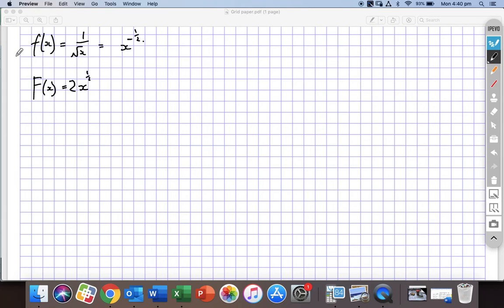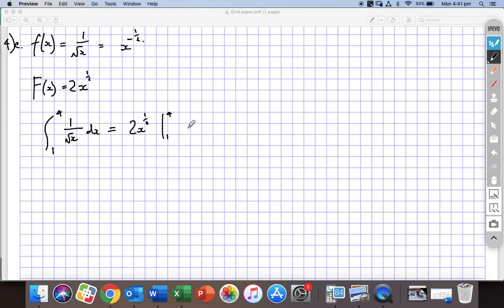So, what question was this? 4e. Just write that in for your reference. So, now in 4e, we were evaluating from x is 1 up to x is 4. So we'd write the integral from 1 to 4 of the function with respect to x equals 2x to the half, and I'm going to evaluate that from 1 up to 4.